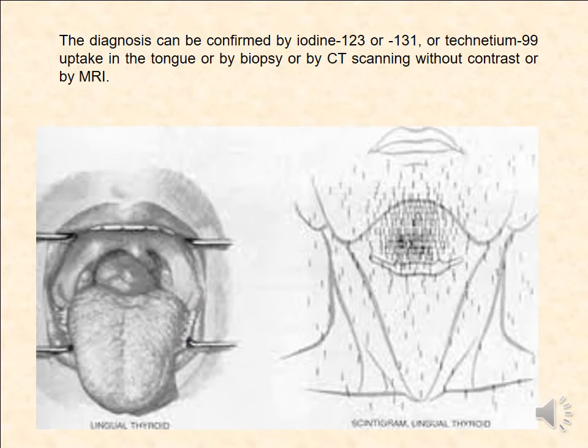The diagnosis can be confirmed by iodine 123 or 131 or technetium-99 uptake in the tongue, or biopsy, by CT scanning without contrast, or by MRI. In fact, the test is very simple. If we want to confirm that it is thyroid gland, we can use a radioactive substance, take a biopsy, or use CT scanning.